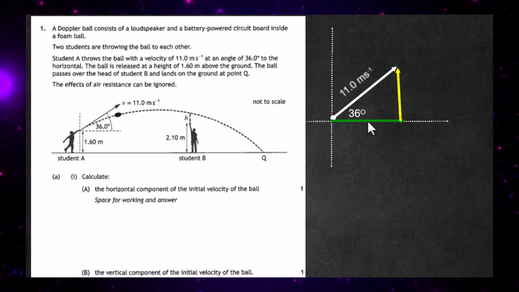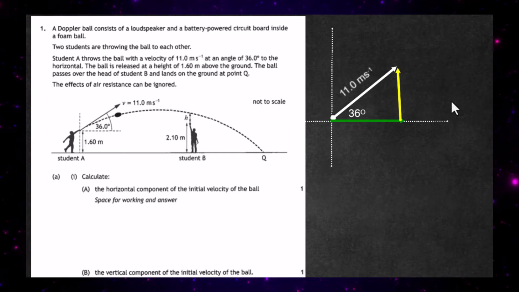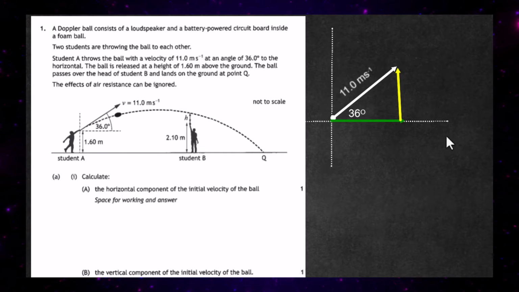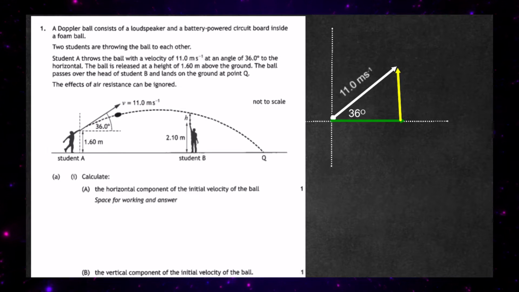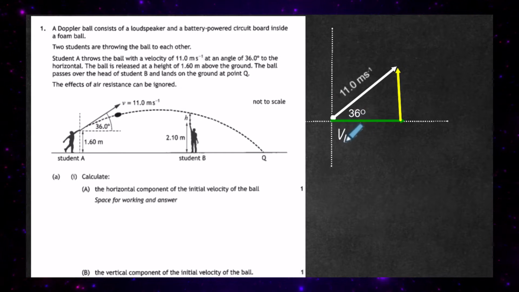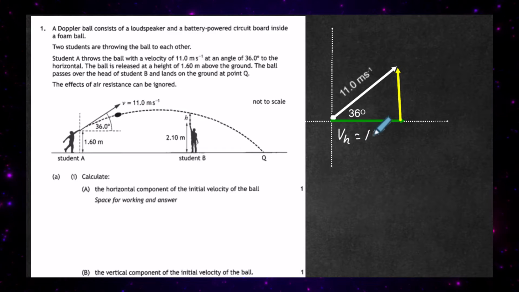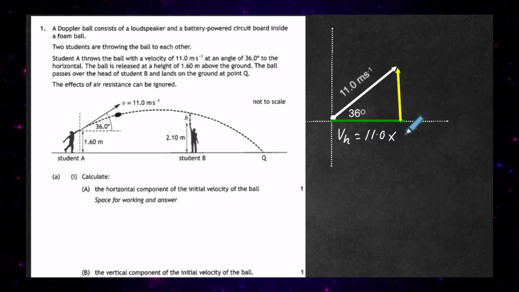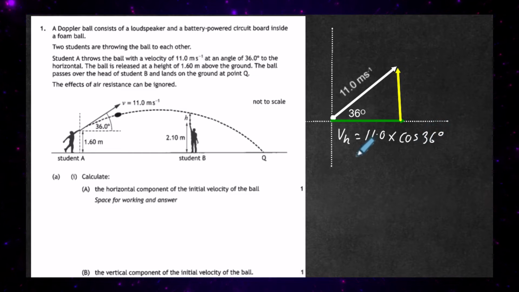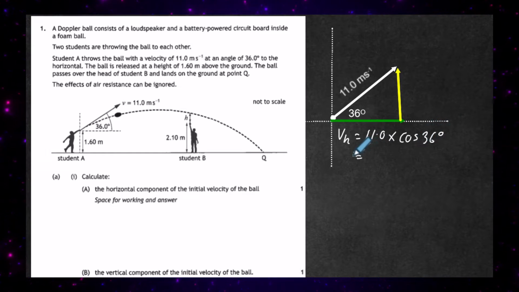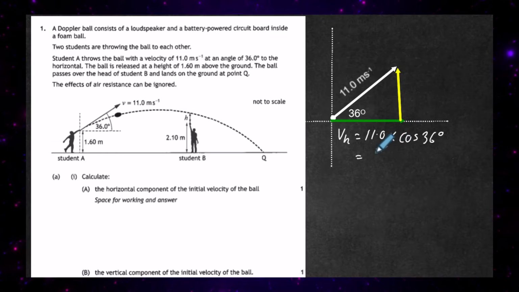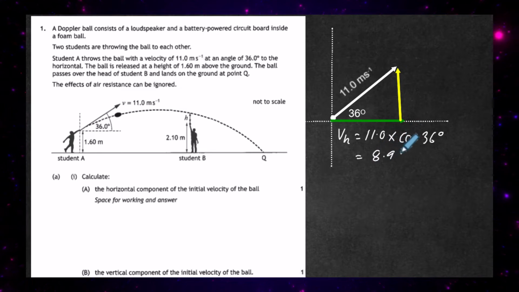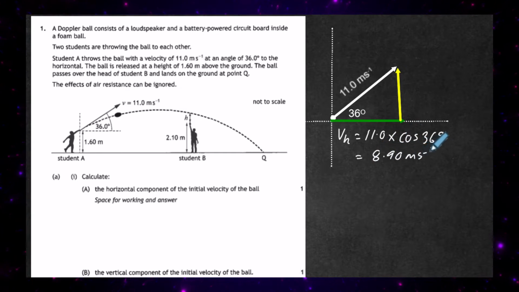These two vectors here, the green one and the yellow one, are the components of the vector. The green one is the horizontal component, which we'll call VH, and we can work that out from our trig. VH is going to equal 11.0 times cos of 36 degrees. We do that in a calculator. We've got the size of the horizontal component vector. It turns out to be 8.90 meters per second.